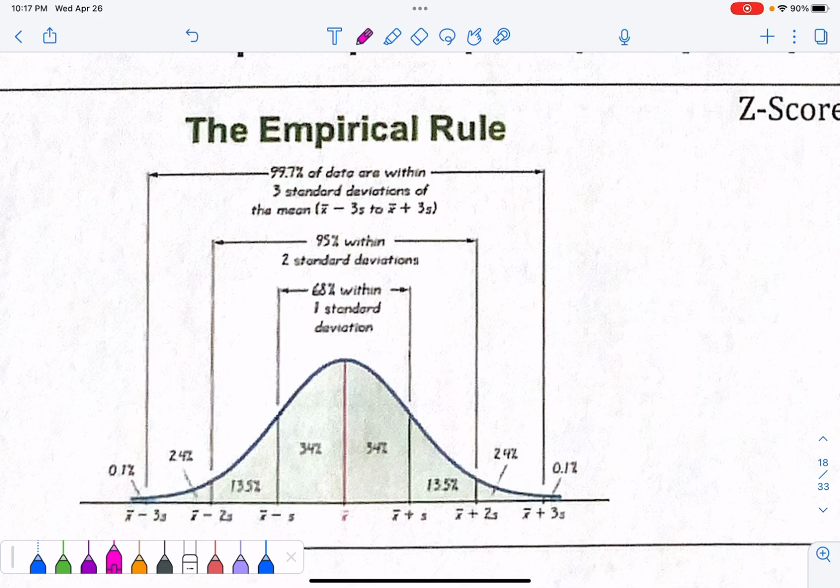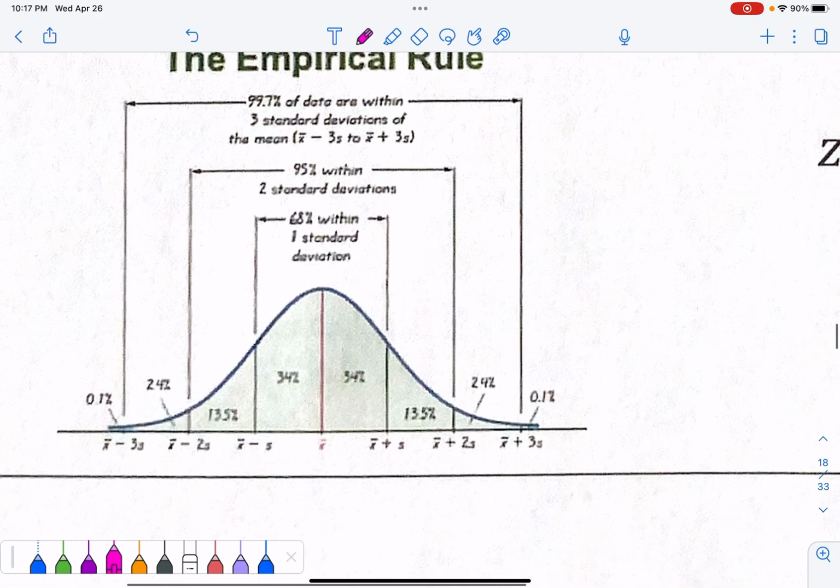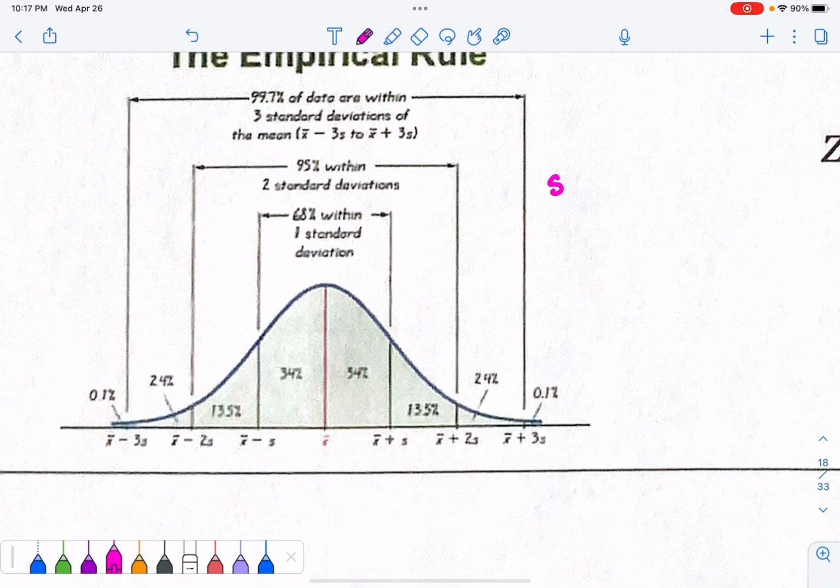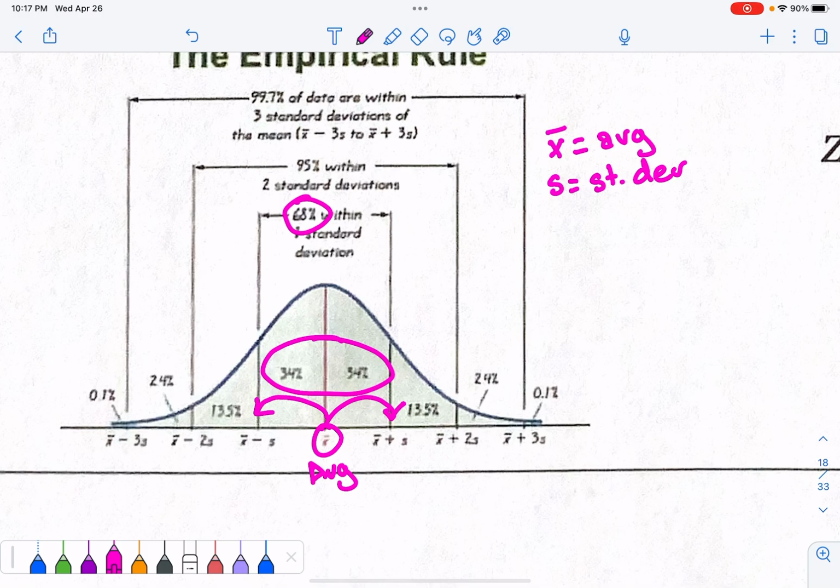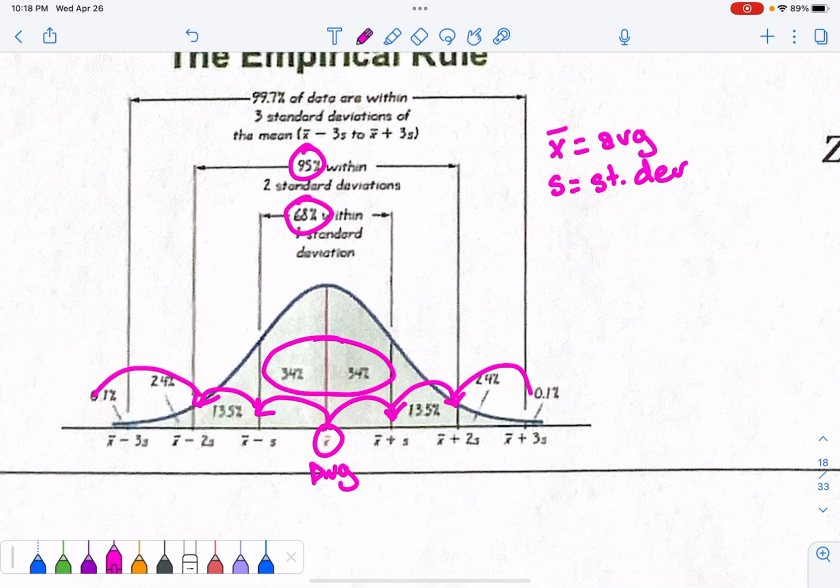The person that came up with this crunched a bunch of numbers and said, okay, if you know the standard deviation, which is S, and you know the average, which is X bar, the mean, what should happen is that if you add one standard deviation or subtract one standard deviation from the average, about 68% of your data should live in that range, okay? If you add it again and subtract it again, about 95% of your data should live within that range. If you add it again and subtract it again, 99.7% should live in that range, okay?